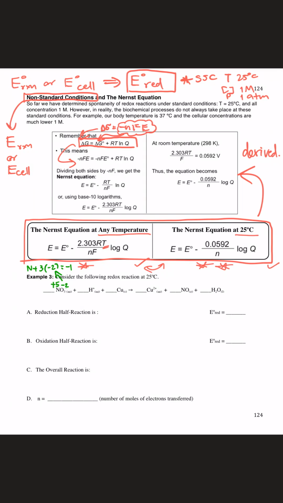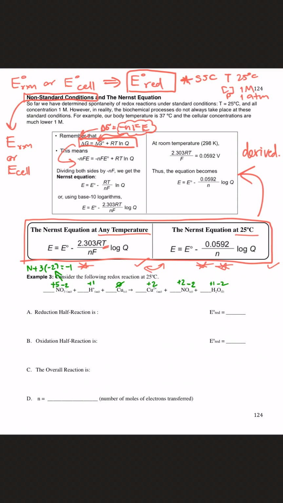Okay, so hydrogen would be +1, copper 0, copper +2, right? Nitrogen monoxide, assign oxygen first, -2. Therefore, nitrogen would be +2. Water, hydrogen would be +1, oxygen would be -2. In this case, you see that the oxidation number of hydrogen will not change. Therefore, I'm not going to worry about that.